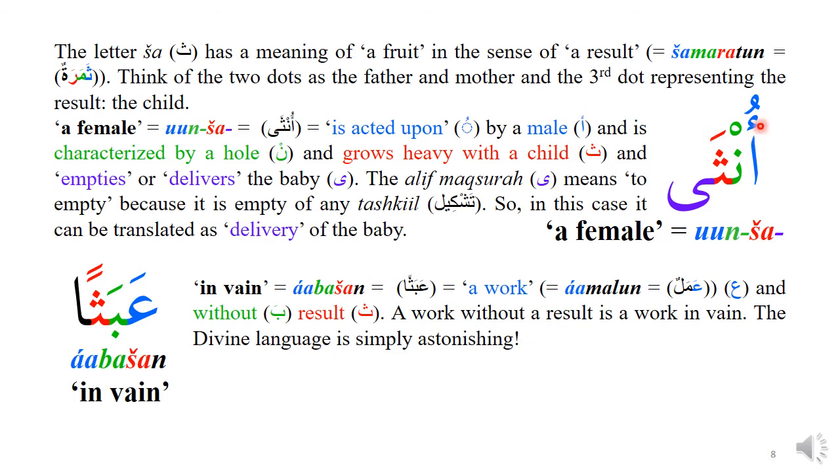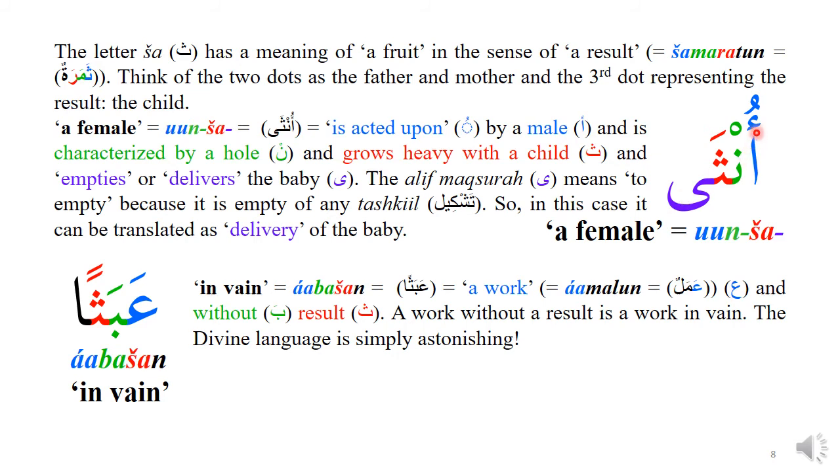So here the alif with hamza means a man, we know this, and the dhamma means is worked upon. So if something is acted upon by a male, the noon, the female, producing a child or a result, and delivers. This last letter is called the alif maksura, and it doesn't take any of the tashkil. This fatha, dhamma, kasra, sukun, all these are called tashkil, and it doesn't take any of them, and so it is empty. It is empty, and so see this, it empties or it delivers the baby.